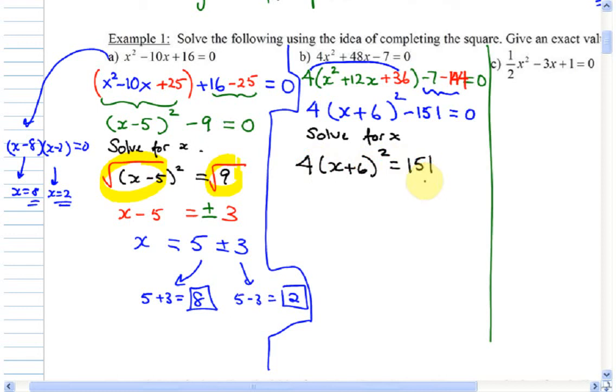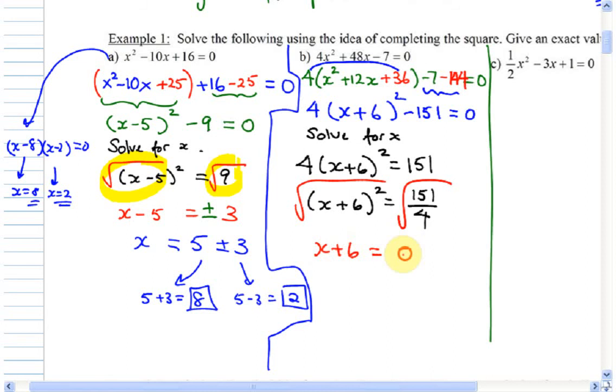Now, what else do I do if I want to try to isolate x? What's next? Divide by 4, someone says. Someone's correct. Now what? Square root it. And when you square root it, what must you be aware of? Plus and minus.